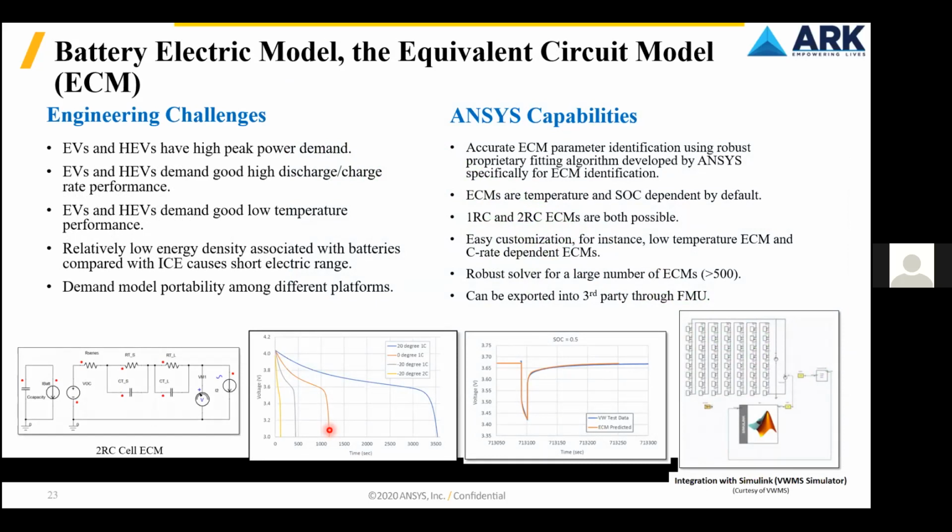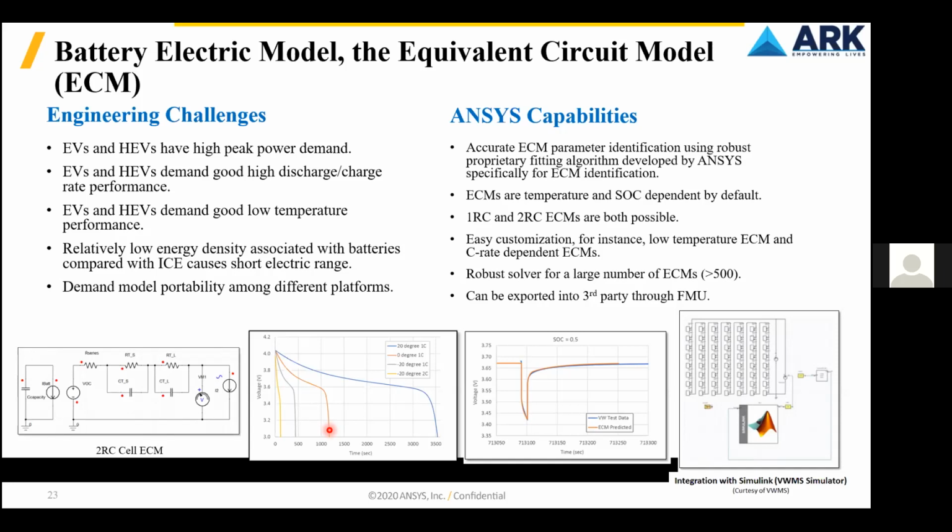So EVs and HEVs demand good, even require, high discharge or charge rate performance. Again, EVs and HEVs demand good low temperature performance as well, and relatively low energy density associated with the batteries compared with the ICs, which causes the short range. So there is a demand to model portability among the different platforms as well.